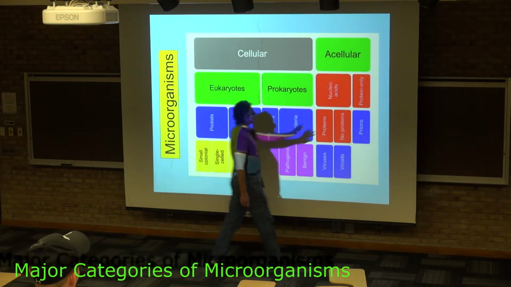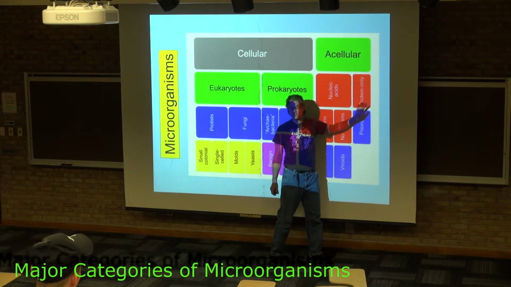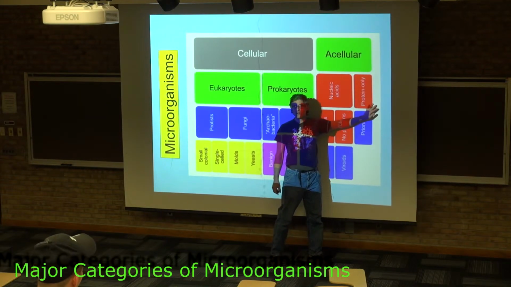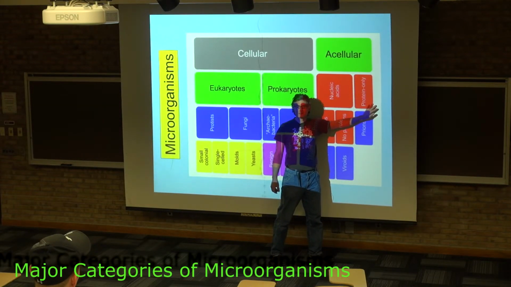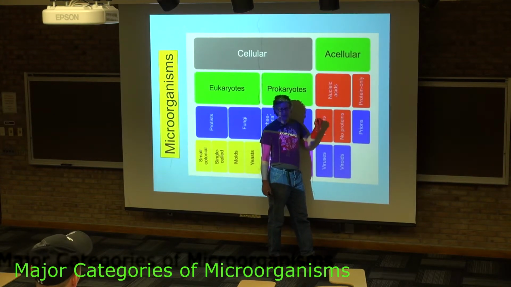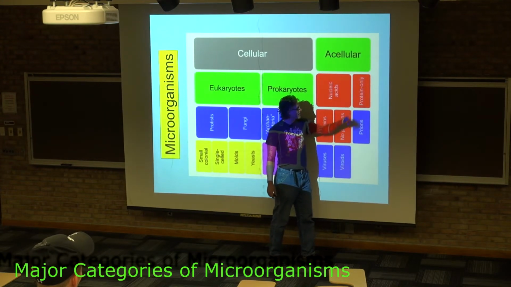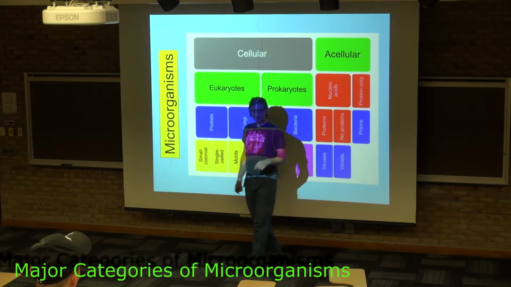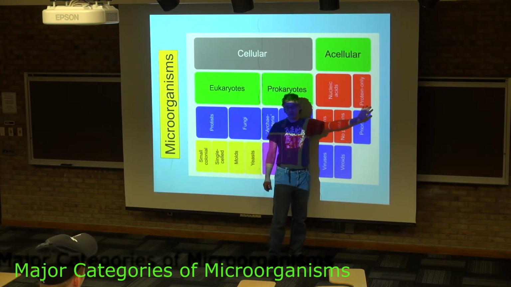So it's almost the other end. If you've got the fungi and the plants and animals at one end, defining the upper end of how big you can be, the prions are the other end of how small you can be, and they reach the point where they're really not even microorganisms.